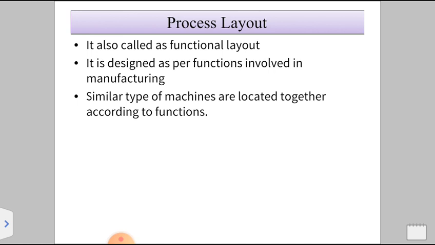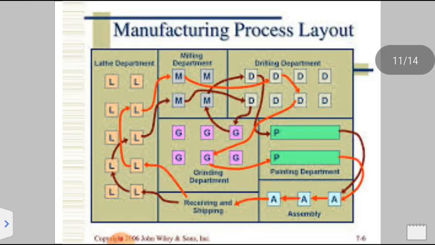functions involved in manufacturing. As I discussed, in the process layout the machineries and services are arranged according to the functions performed in the organization. So it is an arrangement according to function. We can say similar functions are grouped together, and the process is conducted according to those functions. Similar types of machines are located together according to the functions.